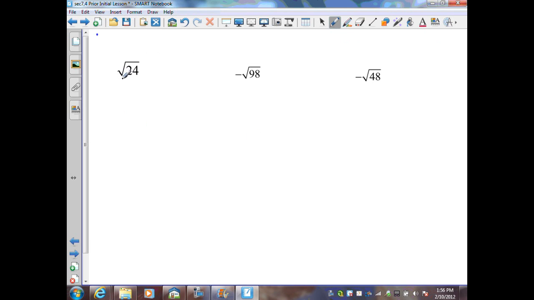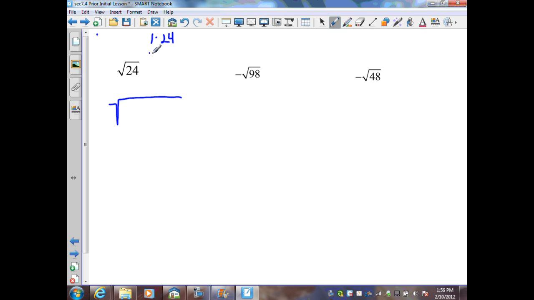Here I have the square root of 24. It's not a perfect square, but I still need to simplify the problem. So what I'm going to do is rewrite the radical, and then I'm going to break 24 into two factors, one of which must be a perfect square. The factors are 1 and 24. 1 is a perfect square, but that's not going to get us any closer to a solution.